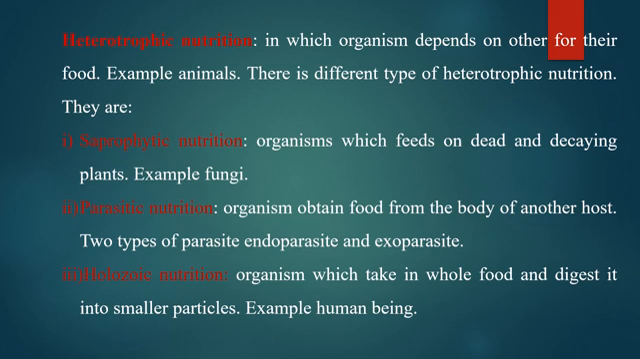Second is parasitic nutrition. Parasitic nutrition means the organism obtains its food from the body of another host. There are two types of parasite, endoparasite and exoparasite. Endoparasite means within the body of the host and exoparasite means outside the body of the host. Third is holozoic nutrition. Holozoic nutrition means the organism takes in the whole food and digests it into smaller particles. This type of nutrition occurs in human beings.